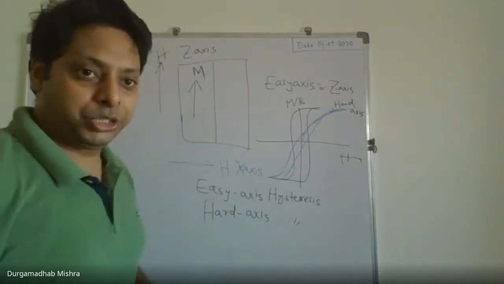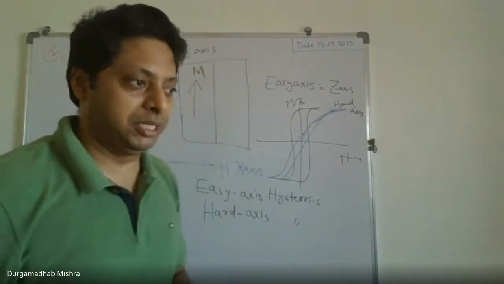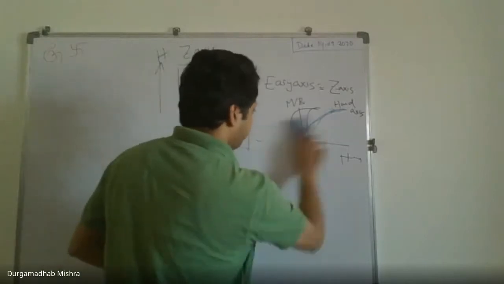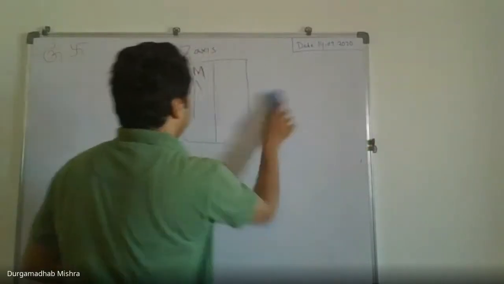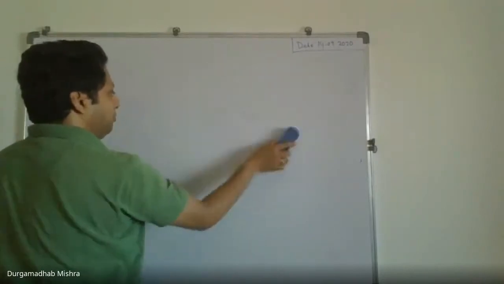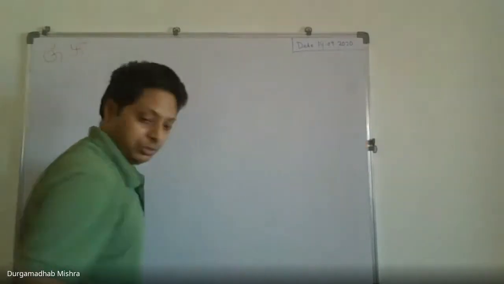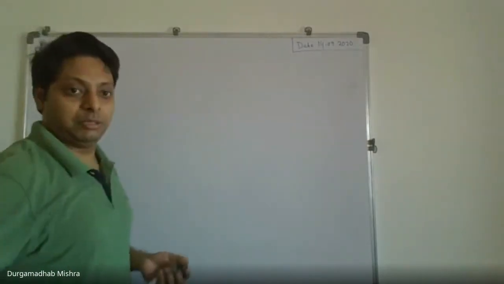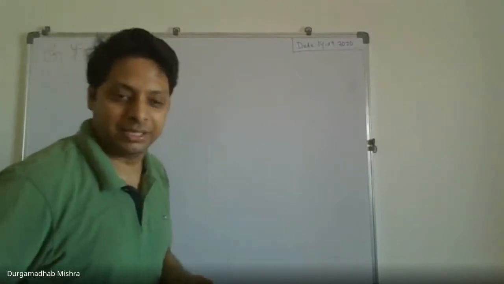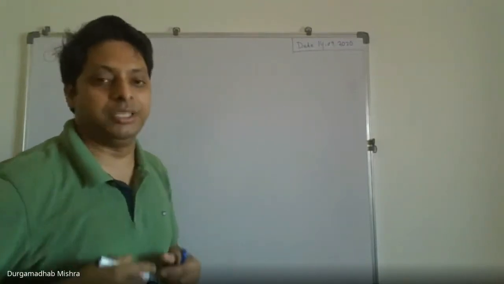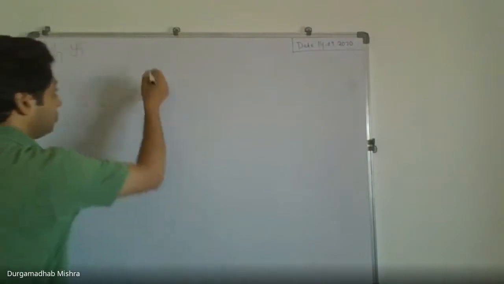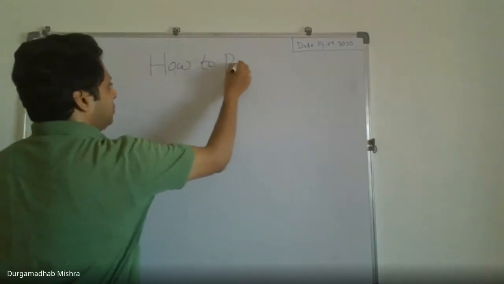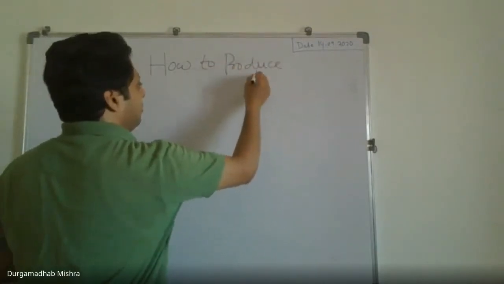So one more thing which I wanted to discuss in the beginning, but I missed that, is two things. So one is how do you produce a magnetic field? In magnetism, I mean, definitely you want to know how you can produce a magnetic field so that you can measure the hysteresis or do some kind of experiment. So how to produce a magnetic field?